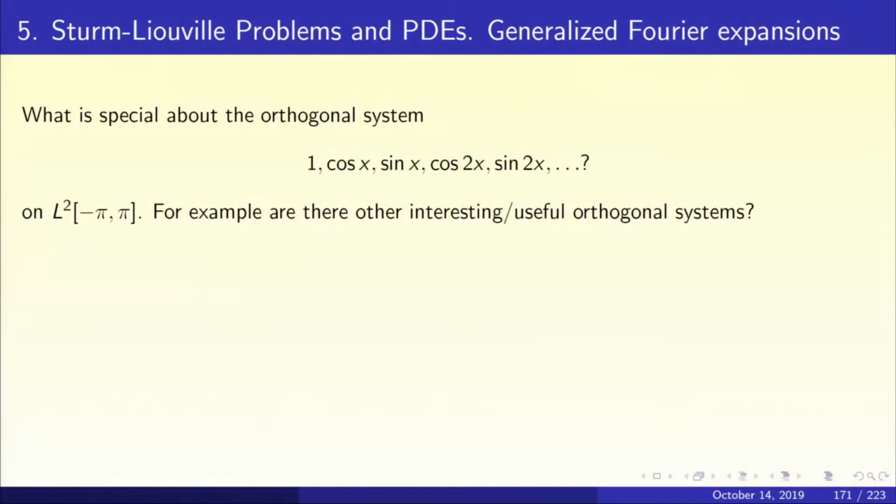So, what's special about the orthogonal system 1, cos x, sin x, cos 2x, sin 2x, etc.? We have seen in the very first module that we are trying to write a general function f as an infinite superposition of these functions. And then we proved that when the original function is Hölder continuous, then this infinite superposition actually converges pointwise to the original function. And we also looked at Fejér's theorem and we looked at the L2 theory.